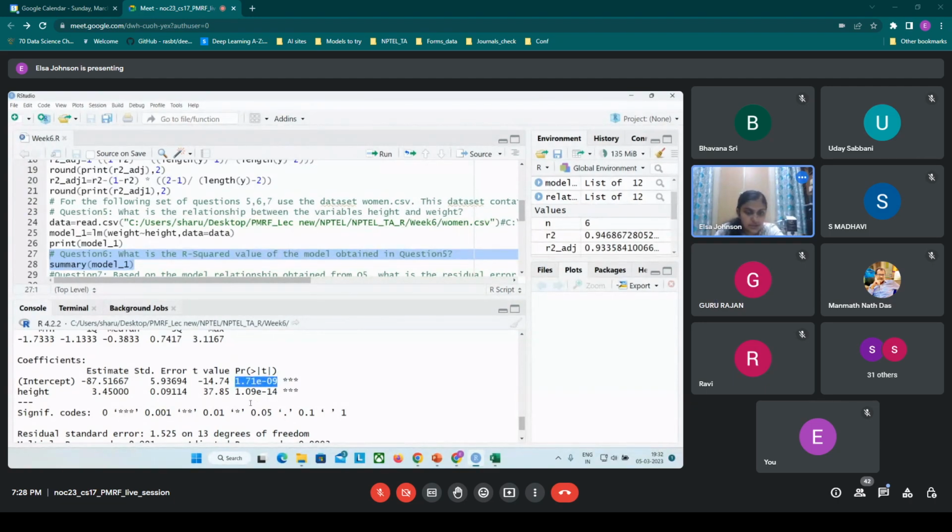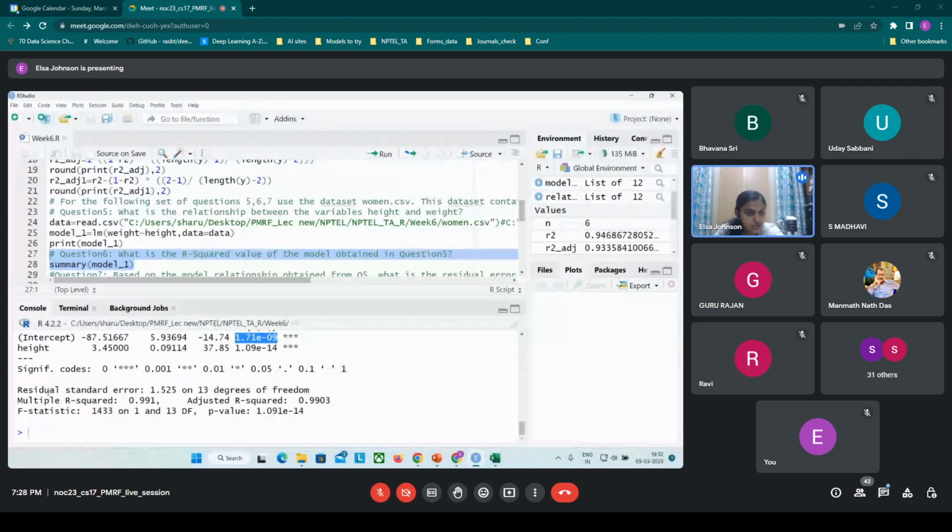Now the residual standard error is given. Then the R squared value and the adjusted R squared value are given. Ma'am, yes, tell me. While lecturing, they told that when you have 3 stars, it is more significant.